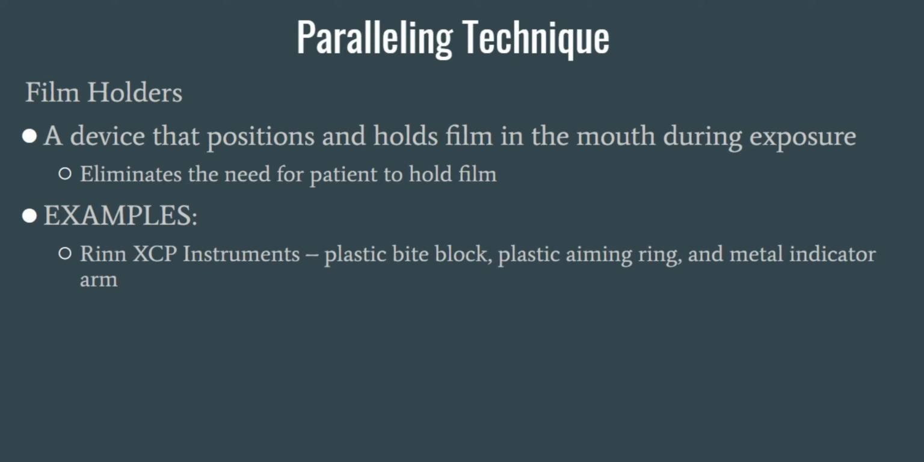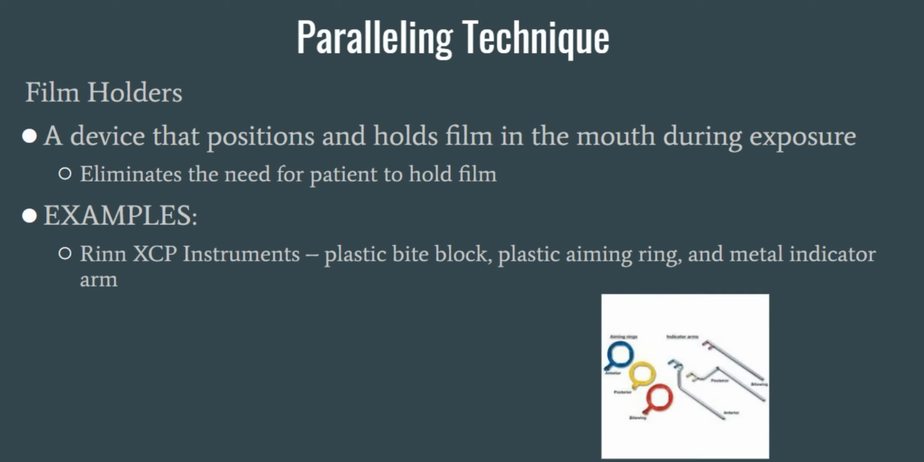We have the Rinn XCP instrument. This is a plastic bite block, a plastic aiming ring, and a metal indicator arm. When using the paralleling technique, this is probably one of the most common systems for film holders.